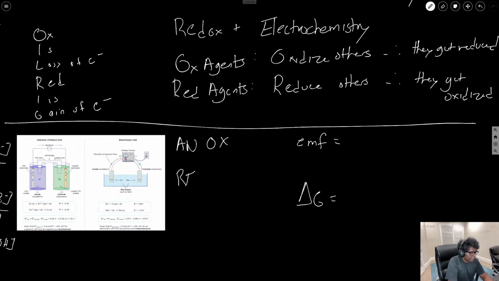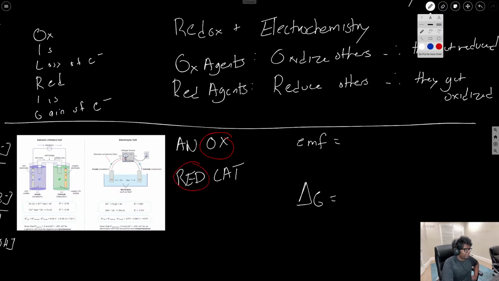An ox, red cat. So, an ox, oxidation. Oxidation occurs at the anode. Reduction occurs at the cathode. That's a universal right there. So let's make sure we have that hammered into our heads.